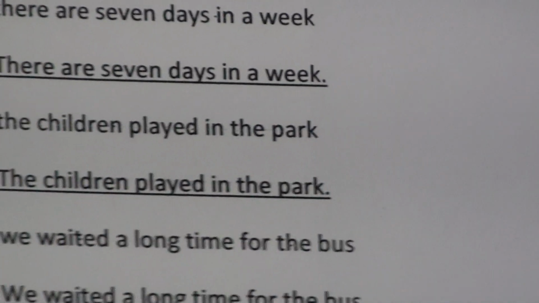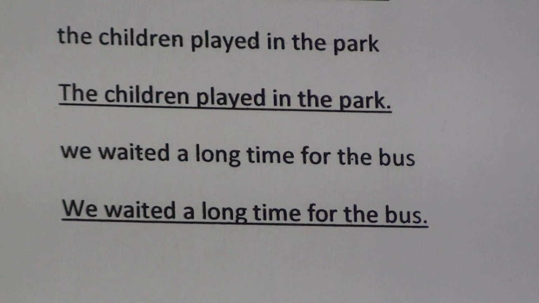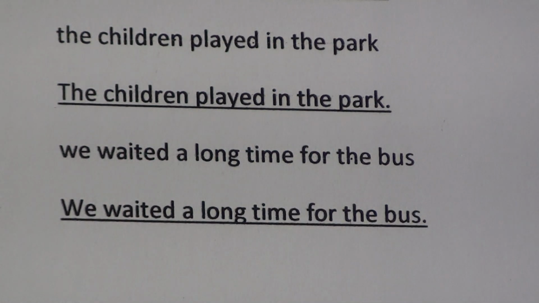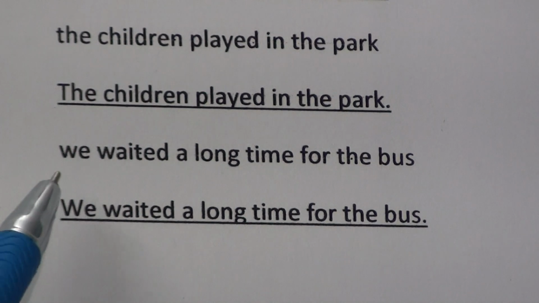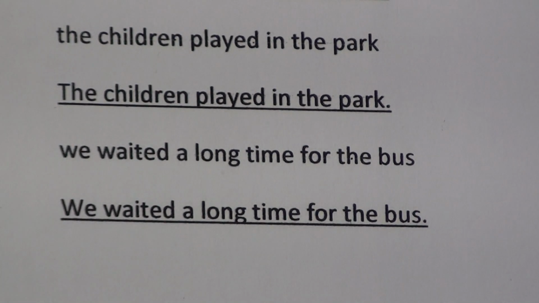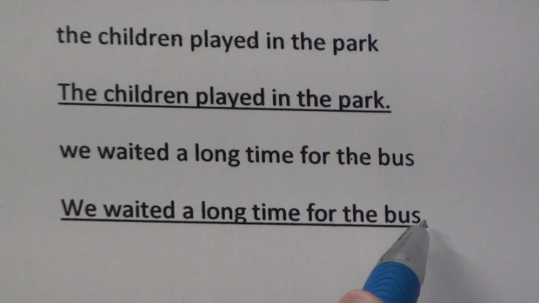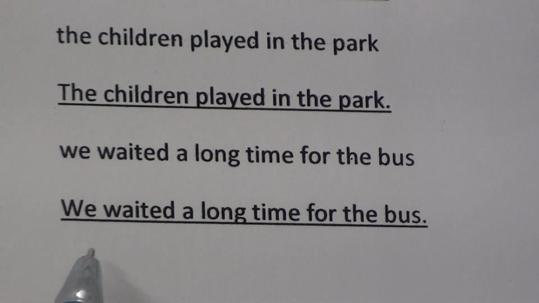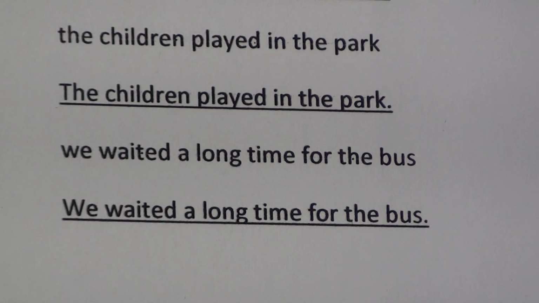And the last sentence of this lesson. We waited a long time for the bus. Here the same mistake is there. The W is the first letter of the first word of the sentence, so its first letter must be in capital. We waited a long time for the bus. And there must be a full stop at the end of the sentence. So now it is a correct sentence.